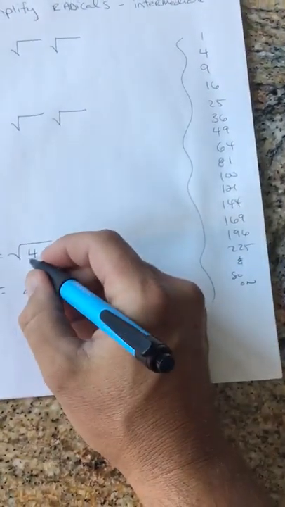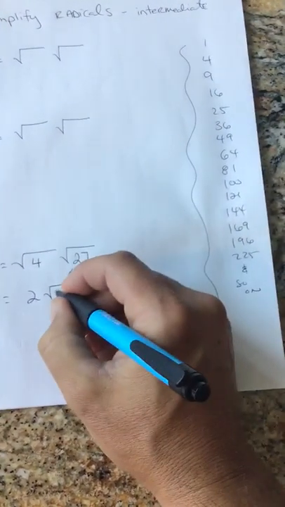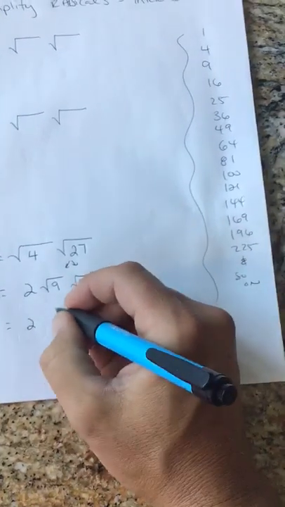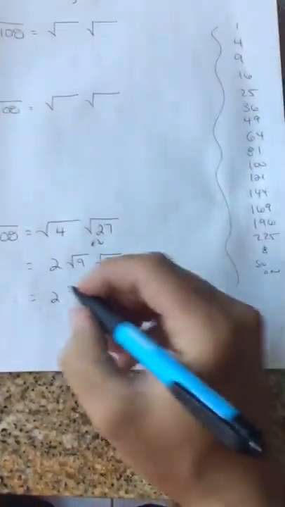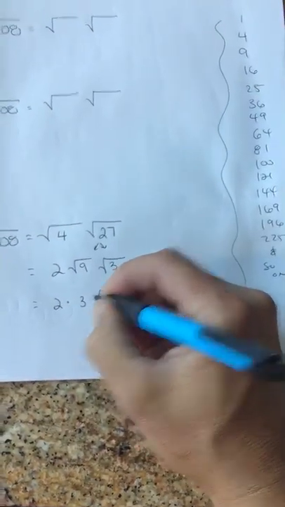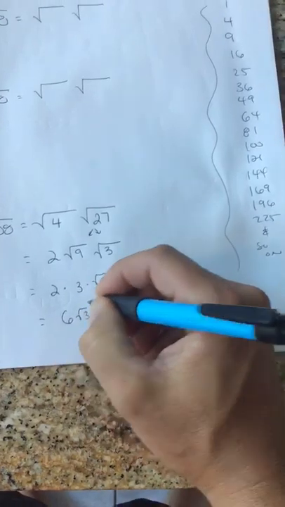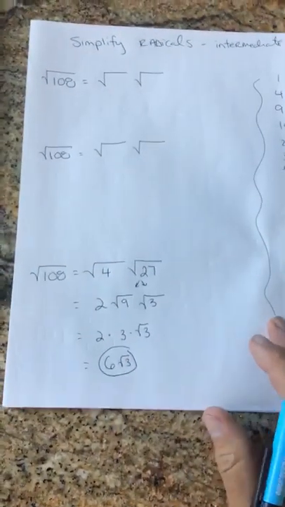So the square root of 4 became 2, but then we broke this one down into square root of 9 and square root of 3. The square root of 9 is 3, and the square root of 3 we cannot simplify. So now we've got 2 times 3 times the square root of 3, which is 6 square roots of 3. So this one you had to simplify twice if you first broke it down into 4 and 27.